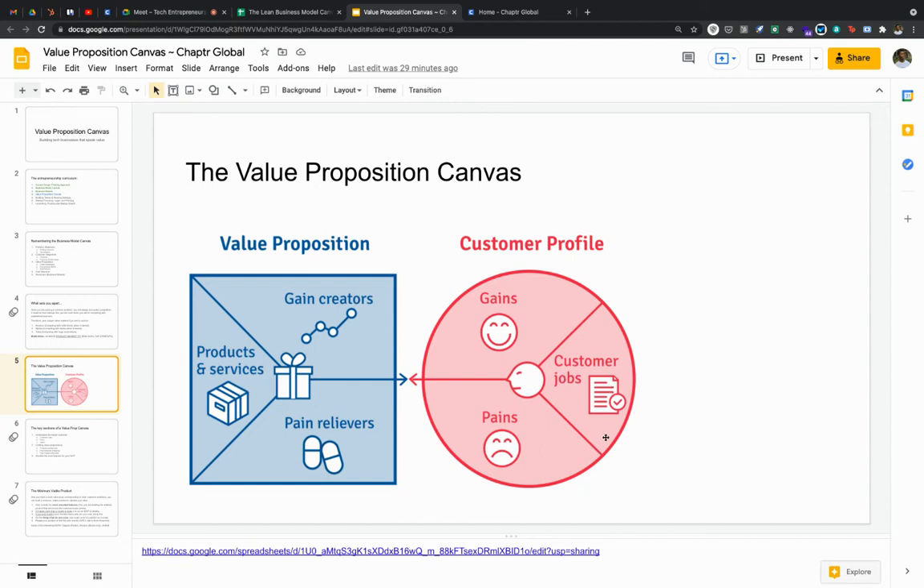And for some customer jobs, they tend to be fulfilled in between services. But at the end of the day, you always want to make sure that your products and services do fulfill all the key essential customer jobs, right?